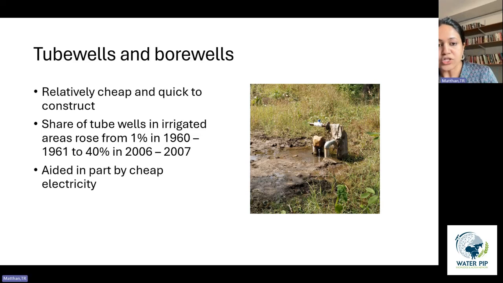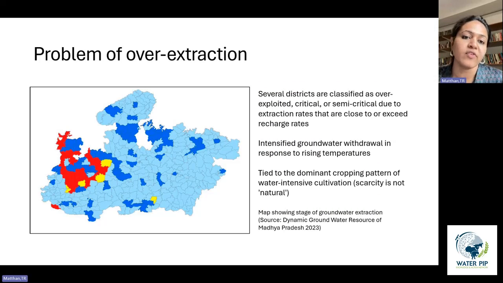So what has emerged with these changes and with this enormous increase and expansion of groundwater irrigation is a problem of over-extraction. As you can see in the map of Madhya Pradesh, the western region, which is largely marked with red, yellow, and dark blue, is the region where I did much of my work. Several of these districts here are classified as overexploited or critical because extraction rates are close to or exceed rates of recharge, right? So you have a situation in which extraction is greater than the ability of these aquifers to recharge.